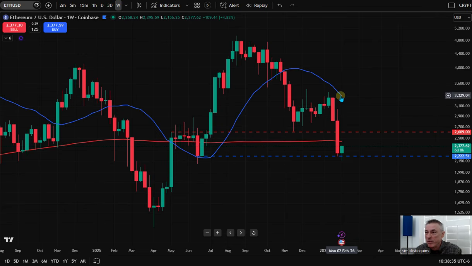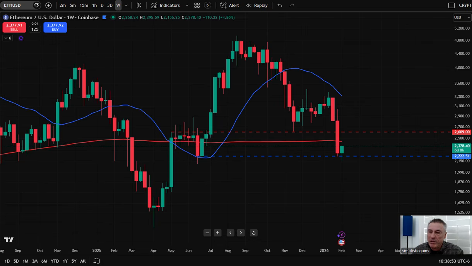But one thing to be cognizant of, we are pretty extended below the 20, and price generally comes back up into the 20, not all the way up there, but makes a little bounce to allow that 20 to kind of catch up.